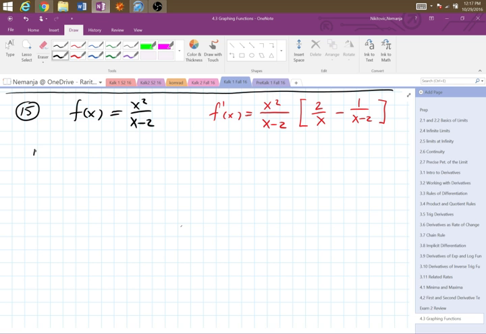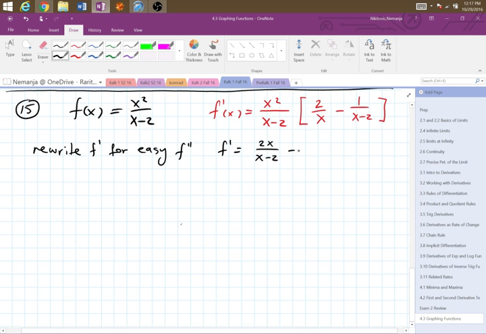Rewrite the first derivative for easy. Second derivative, well, should I say easy? So f prime is, these guys cancel, so 2x over x minus 2 minus x squared over x minus 2 squared.